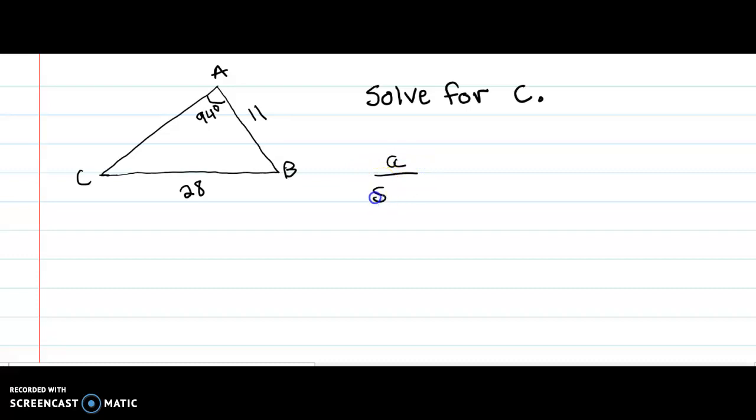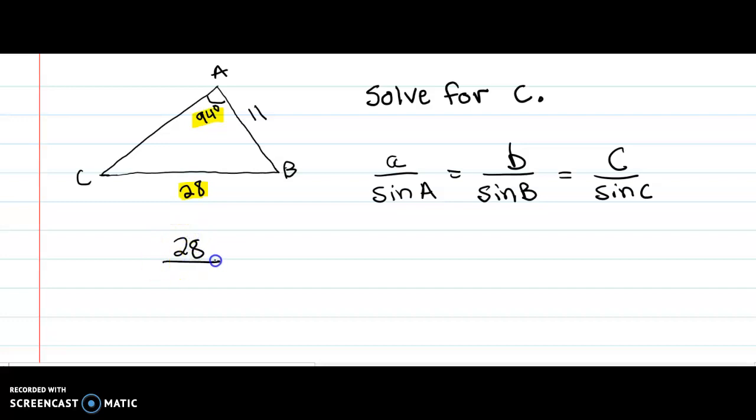is a over the sine of a is equal to b over the sine of b is equal to c over the sine of c. Okay, so for this problem here, I see that we already have a ratio that we can use with this 94 degrees and this 28. So here, we can do 28 over the sine of 94.